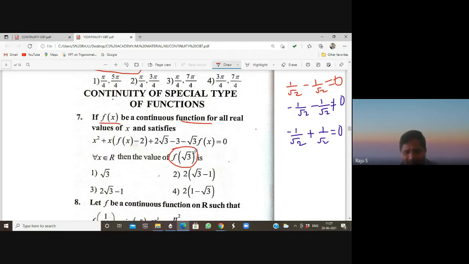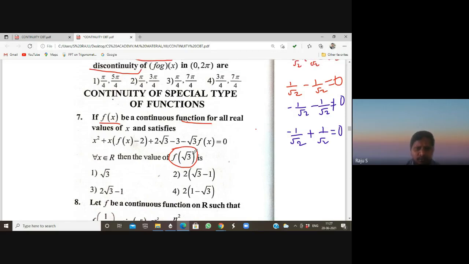To find f of root 3, we must know the function value. How can you find the function value? First take f of x common. Only the term f of x you can keep on the left side. Remaining terms you can take to the other side. Then we'll get f of x. After getting f of x, substitute root 3. That's all.